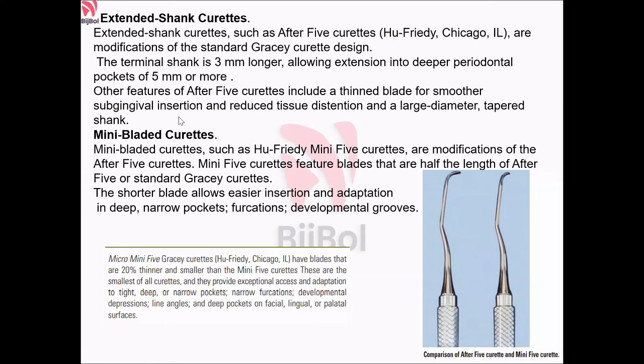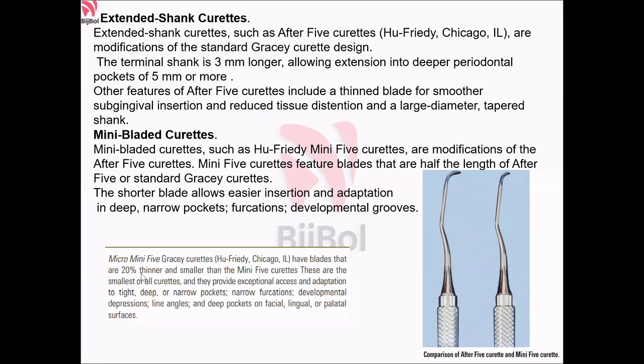Then you have mini bladed curettes. We saw previously extension of the shank. Next, what they did is make the blade length shorter, like the Hu-Friedy Mini 5 curettes. These are modifications of the after 5 curettes. Their blade length is reduced to half. What does this shorter blade help in? Easier insertion and adaptation in deep, narrow pockets, furcations, and developmental grooves. So you can see this is a regular after 5 curette and this is a mini 5 curette. Are all of you able to differentiate between the length of the blade? You can see the blade length is longer here while here it is shorter.